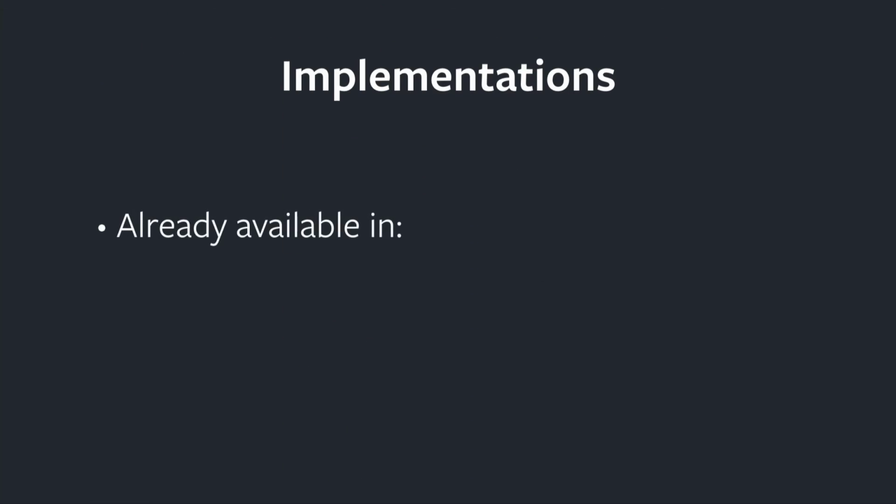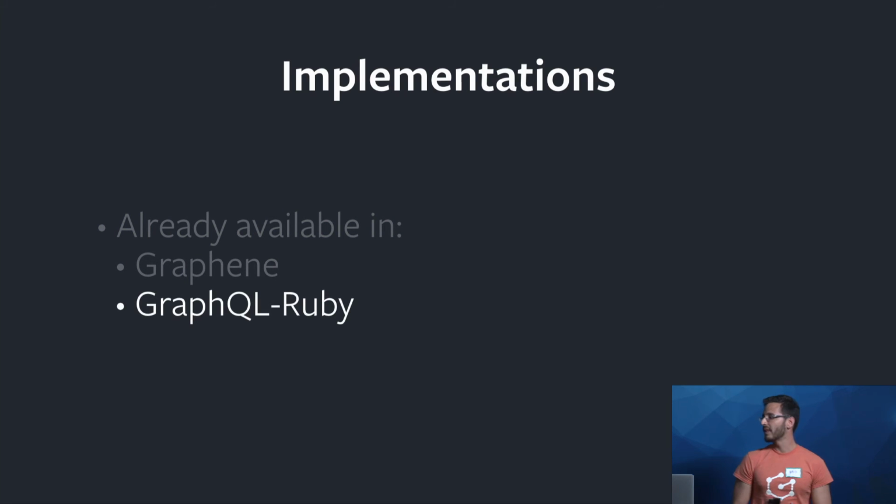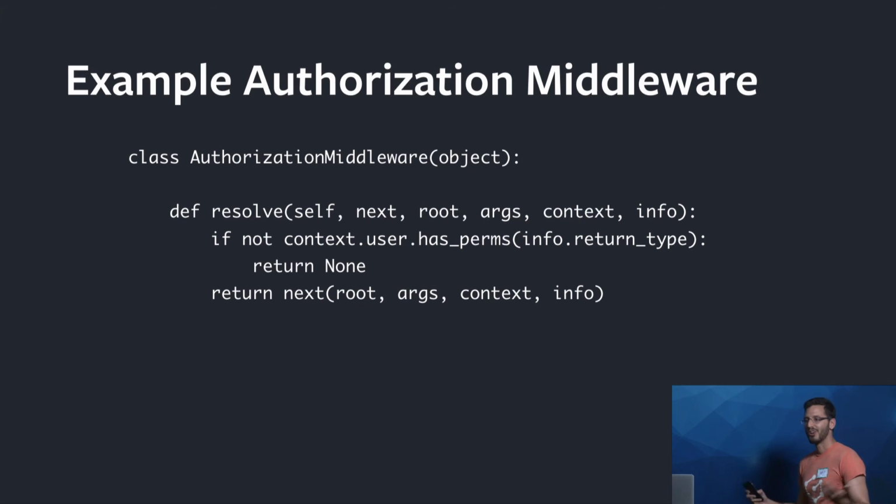So this is actually already implemented in Graphene, but it's not just in Graphene. You can have middleware in GraphQL Ruby, and you can have middleware in Sangria. So you can see how 3 very different frameworks that are not implemented in the same way, we almost got to the same approach. So let's see an example of how middleware looks in Graphene.